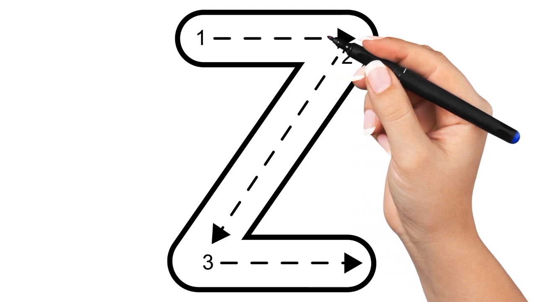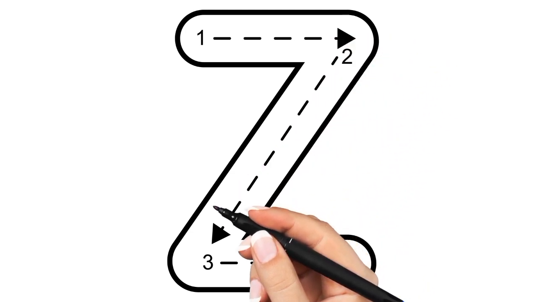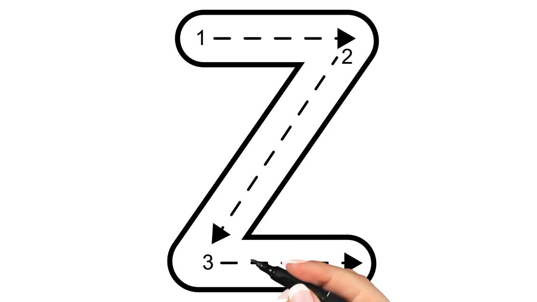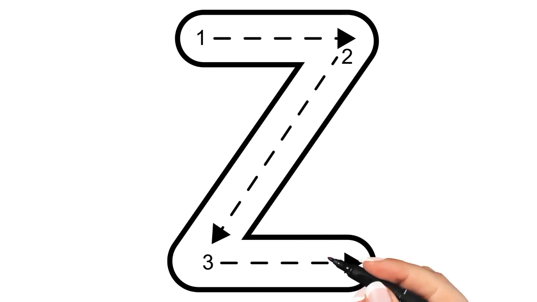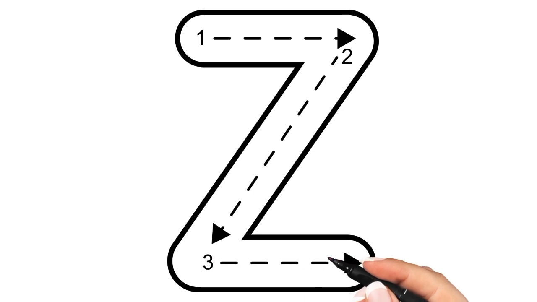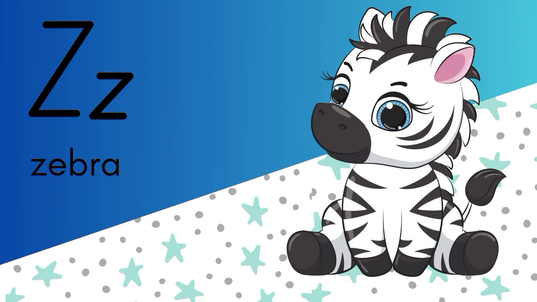1. First draw a vertical line. 2. Now draw a diagonal line downwards. 3. Now draw the same vertical line again. Yes! It's Z. Z is for zebra.